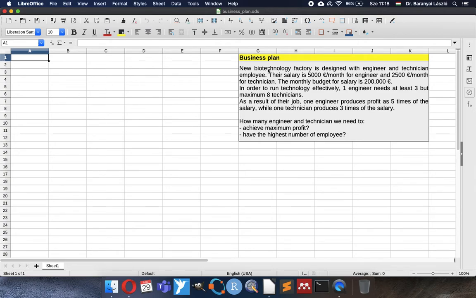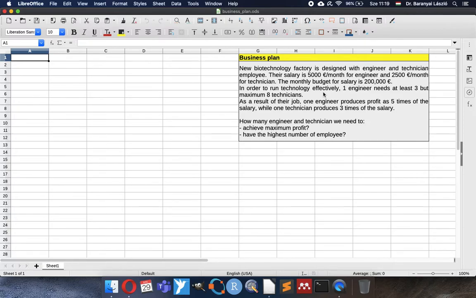Today, I would like to show you how to make a short business plan with a new biotechnology factory, how we design with the engineers and technicians. The data we know is presented here. We know their salary. The budget is available to pay the salary for these people.